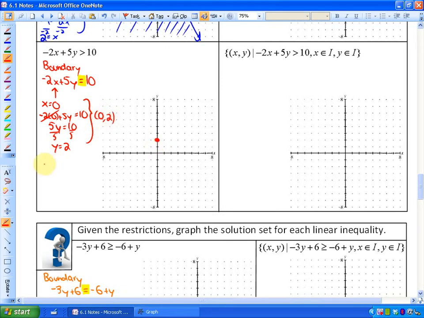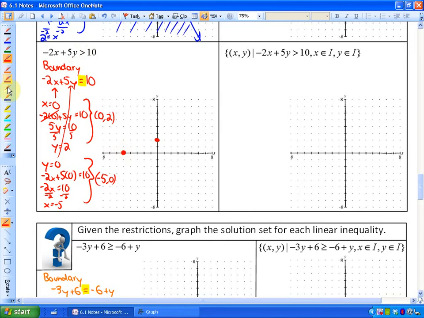If I substitute y equals 0, I would get negative 2x plus 5 times 0 equals 10, which would get me negative 2x equals 10. Divide by negative 2, and I have x is equal to negative 5. So in other words, x is equal to negative 5 when y is equal to 0. That's another point on the boundary line.